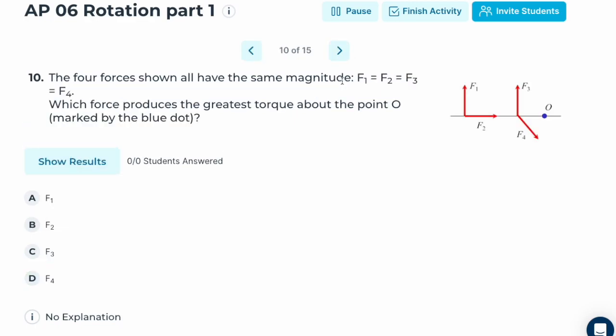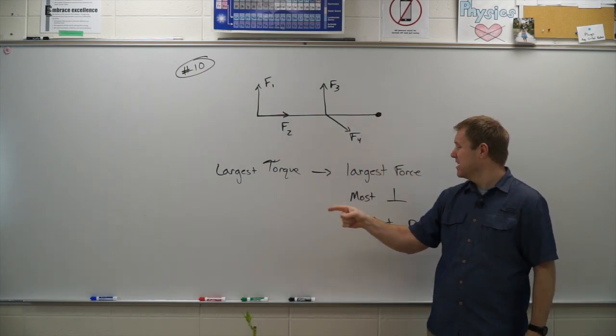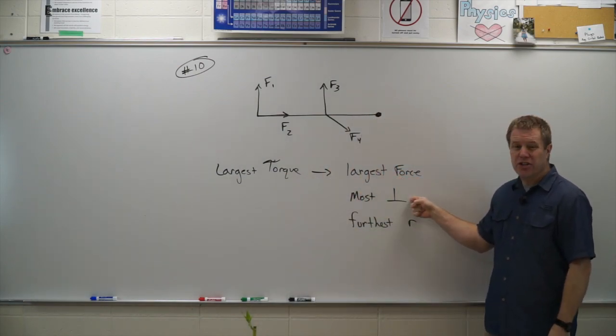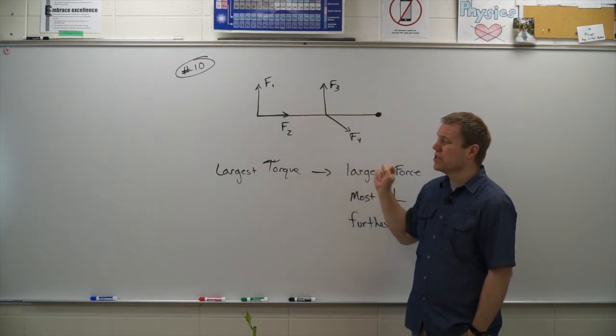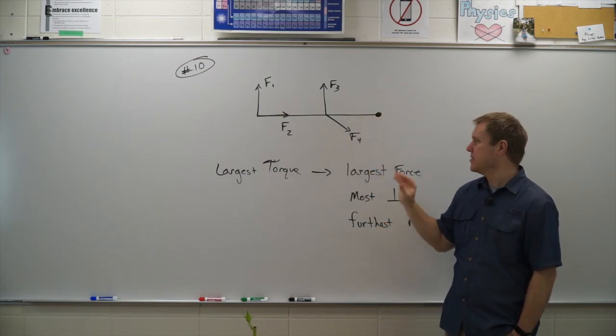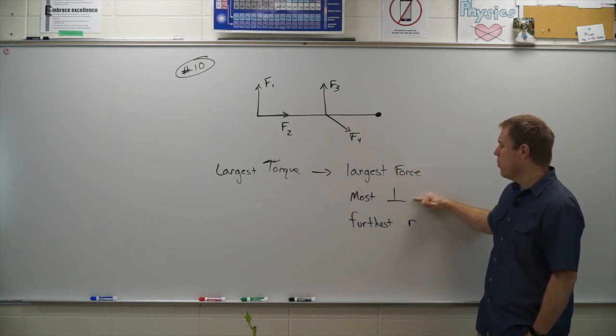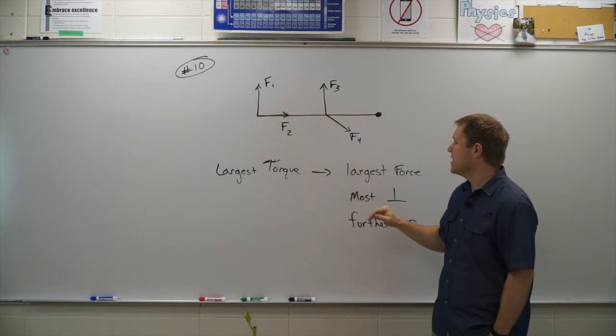Number 10, 4 forces shown all have the same magnitude. Which force produces the greatest torque about point O, marked by the blue dot? Let's take a look. All right, torque is dependent on three things: the size of the force, the direction of the force, and the location of the force. So if we want to figure out which one of these forces produces the largest torque, we want to find the largest force. They're all the same size, so they're all equal in that regard. We want to find the one that's most perpendicular. Well, 1 and 3 qualify as that.